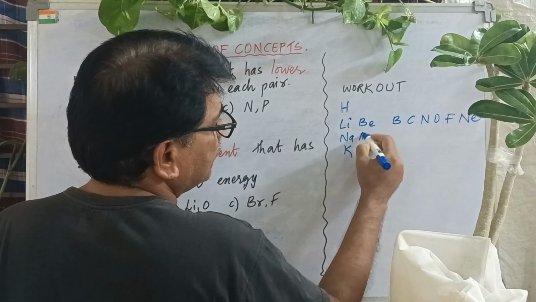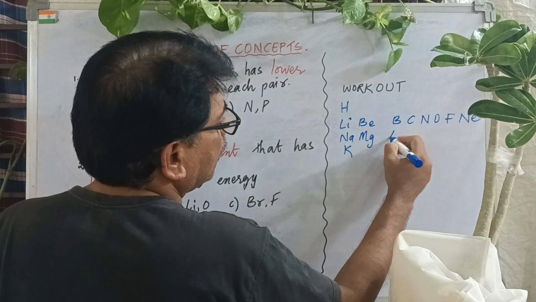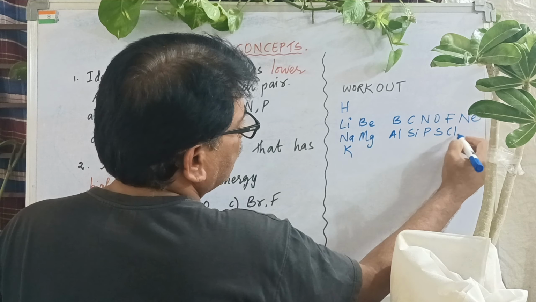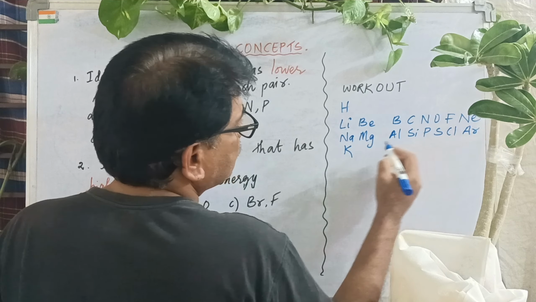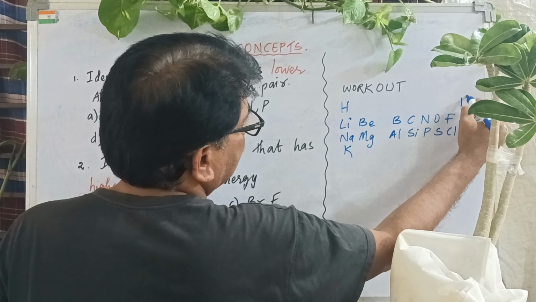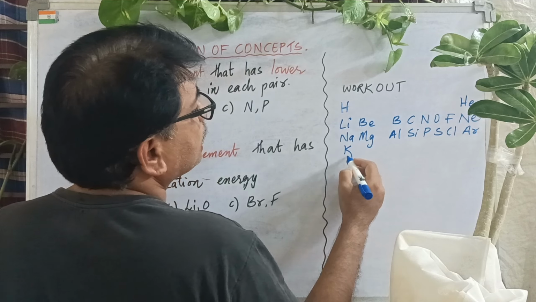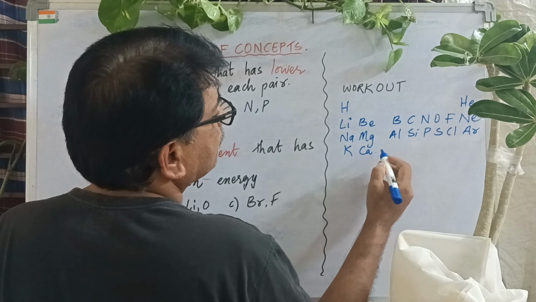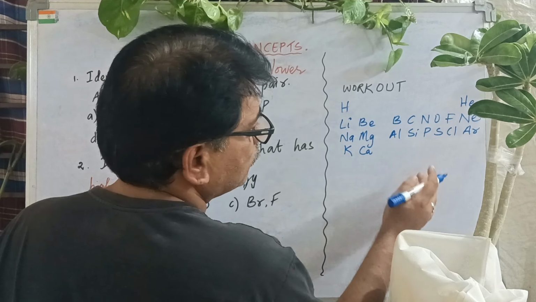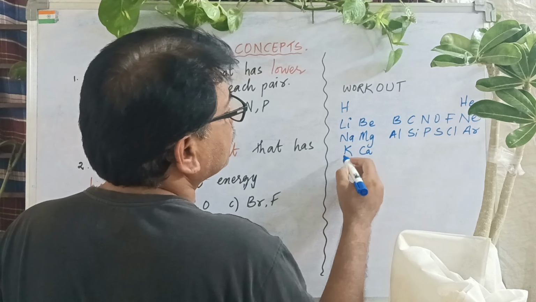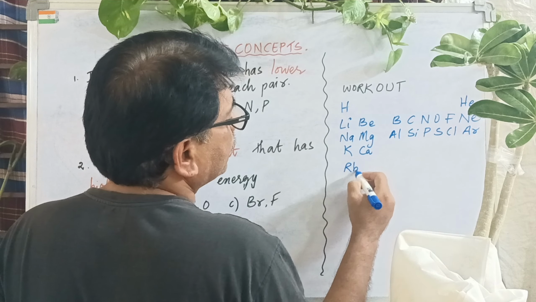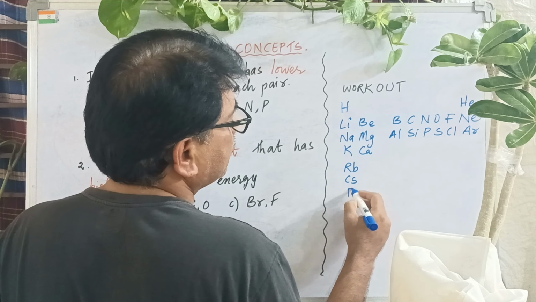Same way sodium, it's magnesium over here, right? Aluminium, silicon, phosphorus, sulfur, chlorine, and argon. Same manner, hydrogen, then you will come across helium here. So potassium, then calcium. Right? Scandium, titanium, vanadium, chromium, manganese goes on. Still to some extent. Hydrogen, lithium, sodium, potassium, rubidium, cesium, and francium.